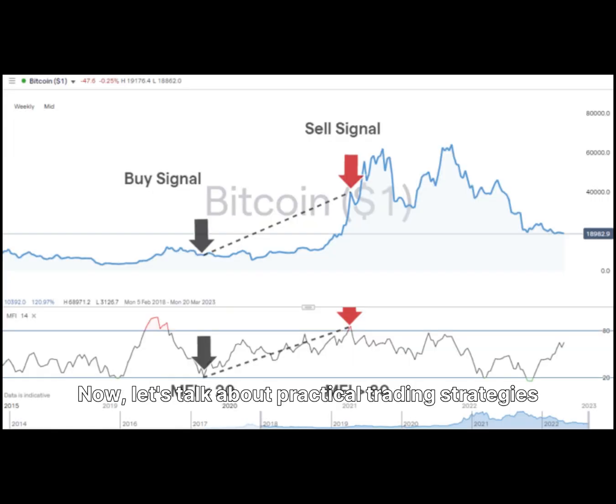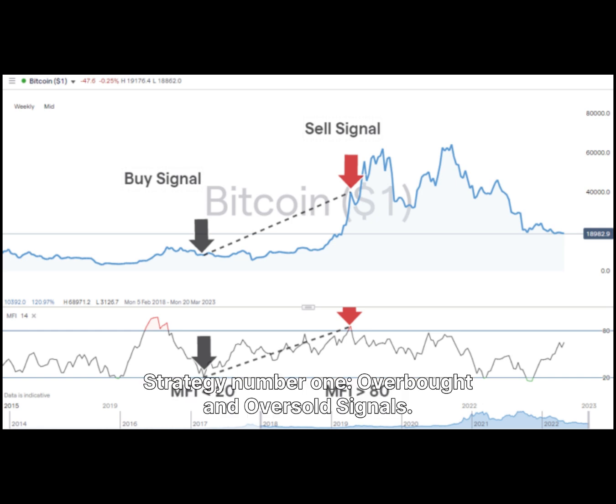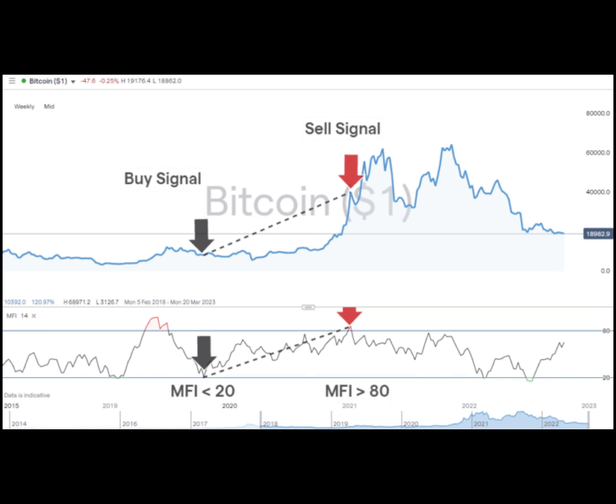Now, let's talk about practical trading strategies you can use on any Forex pair. Strategy number 1, overbought and oversold signals. Wait for the MFI to cross above 80, indicating overbought conditions. When it crosses back below 80, that's your signal to enter a sell trade. Place your stop loss above the recent swing high and target the next support level.